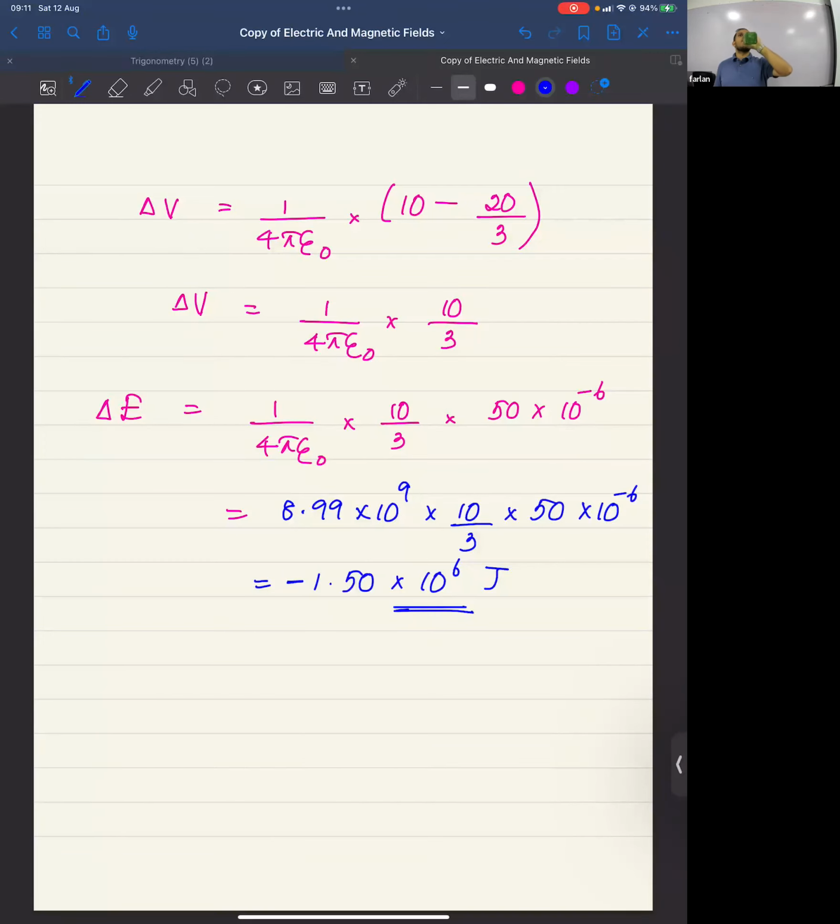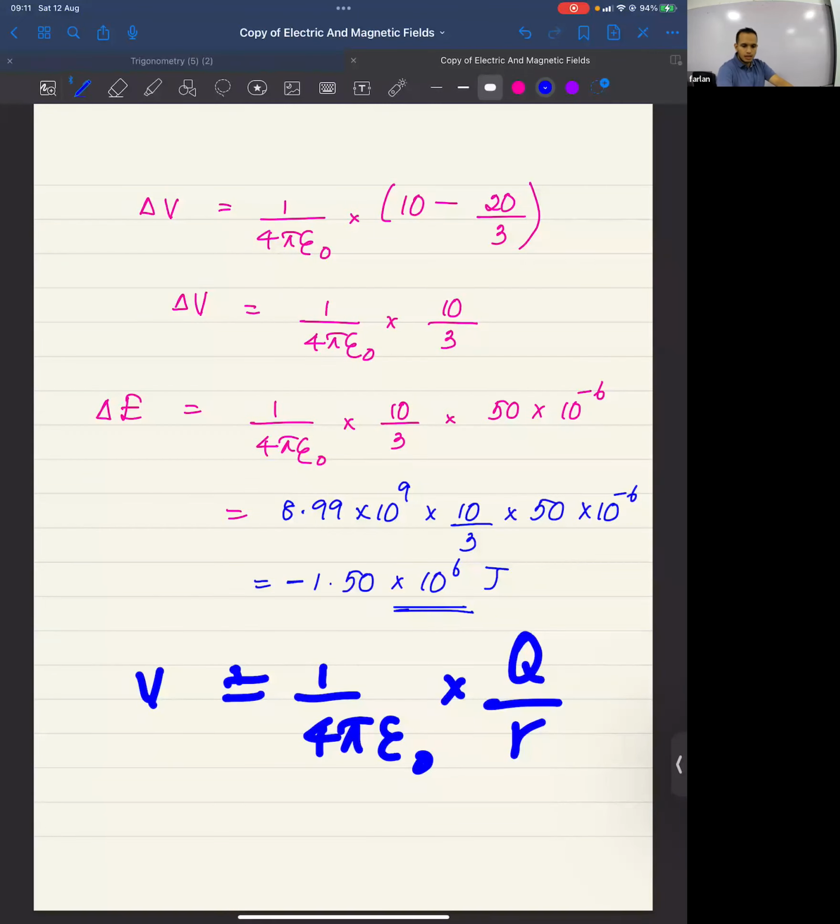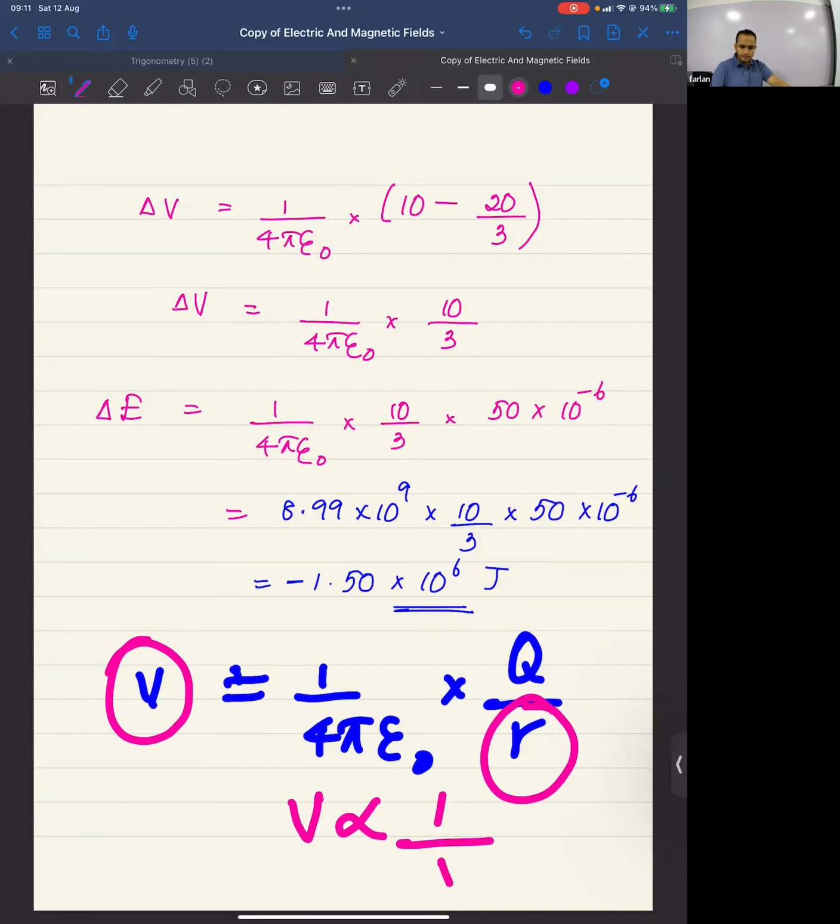So could you explain again why it is minus? The electric potential V is 1 over 4 pi epsilon naught Q over R, right? So that means from a point charge, V is inversely proportional to R. Correct? As R increases, electric potential will decrease.